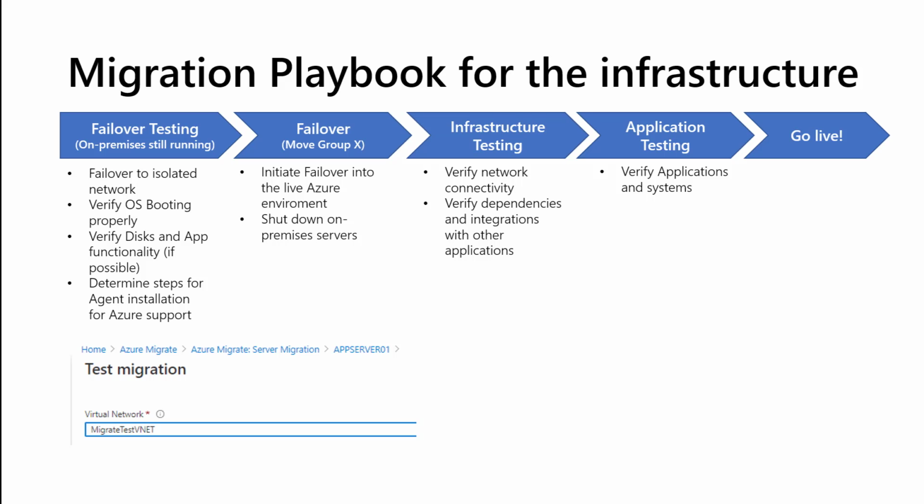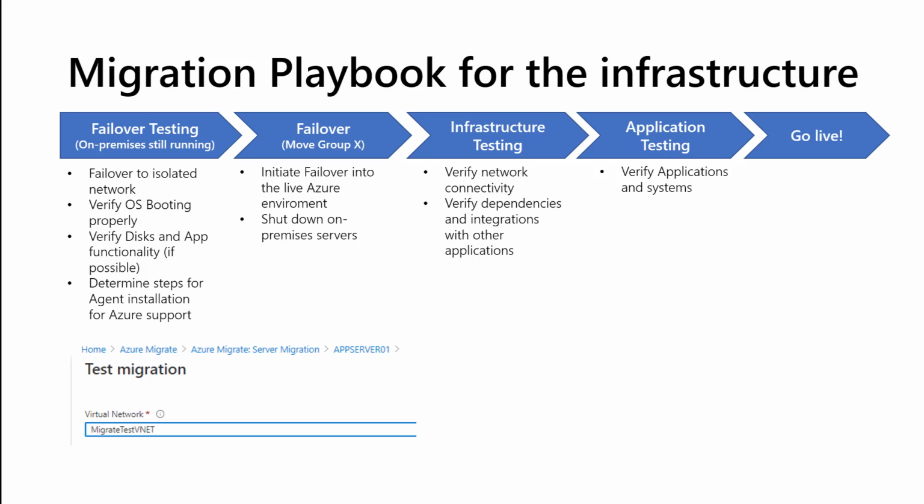So when you're doing the migration, actually using Azure Migrate to replicate and fail over virtual machines into Azure, you need to have a playbook. A playbook essentially defines the different tasks you need to do, from testing a VM, testing the dependencies, and actually starting and setting up the virtual machine in Azure in the production environment.